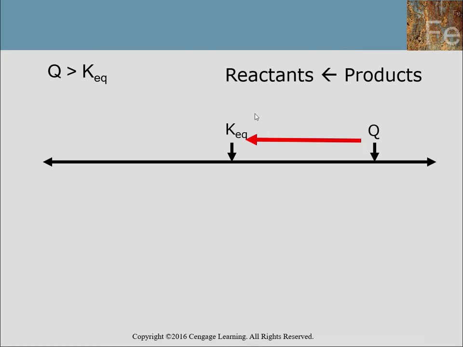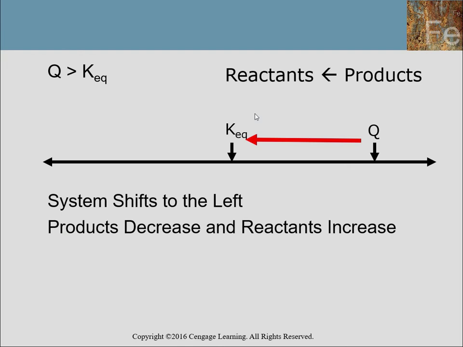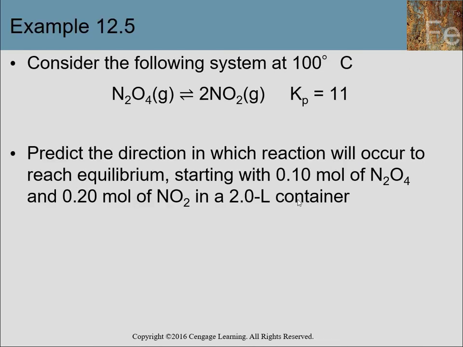Think in terms of the way a reaction is typically written. Reactants are on the left-hand side, products are on the right-hand side. The things that are on the right-hand side are going to be reduced as they react to make the things on the left-hand side. It shifts towards the left, and the products are going to get smaller and the reactants are going to get bigger. So those are ways to remember what to do. Now let's see this in action. Let's see how we could use this.